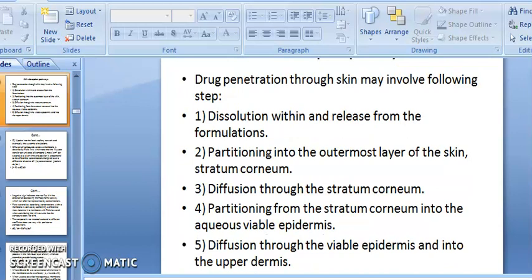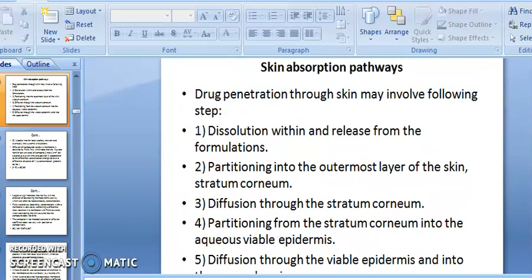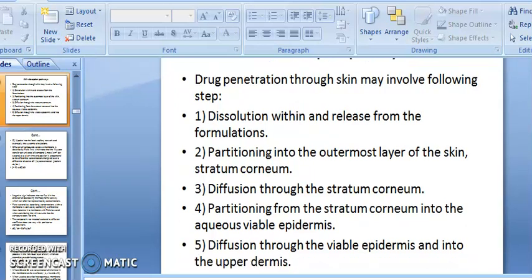Then the skin absorption pathway, that is, how absorption takes place at the skin. Drug penetration through skin may involve the following steps. First, dissolution within and release from the formulation. Firstly, the drug is dissolved and released from the formulation. Then partition into the outermost layer of the skin, the stratum corneum. The drug gets into the stratum corneum.